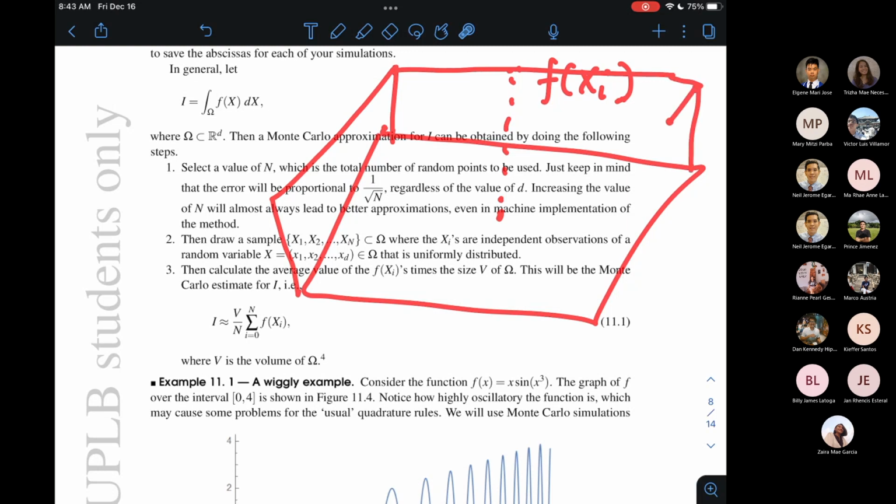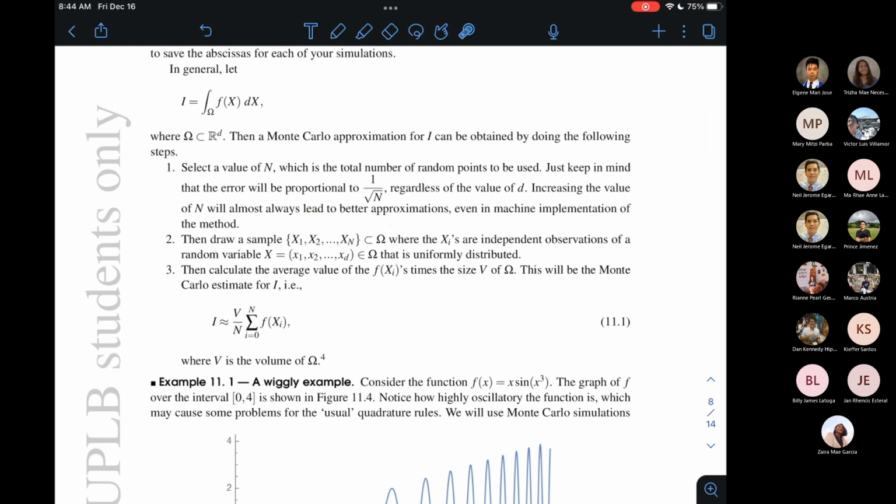Hindi ako magaling mag-drawing ng 3D or mag-drawing ng kahit ano, pero ang kukunin mo ay yung volume nung rectangular prism formed by omega as your bed, and then the height of that rectangular prism would be the function value at the chosen seed x sub i, where x sub i is a point in the two-dimensional space. Kukunin mo yung mga volume, kukunin mo yung mga average ng mga volumes na yon, then that's gonna be your estimate for the integral. So in general, that will happen.